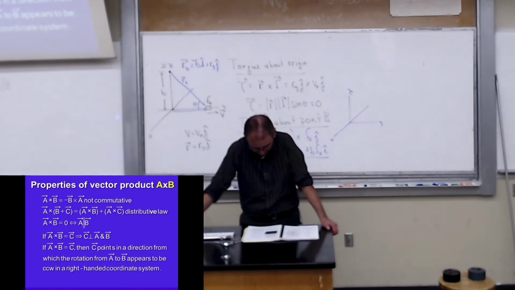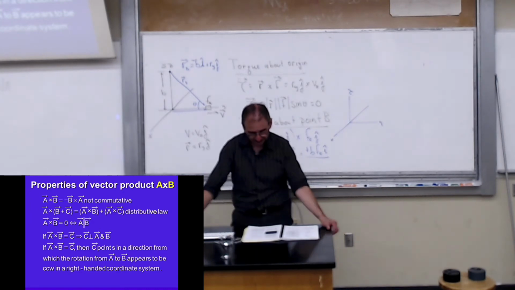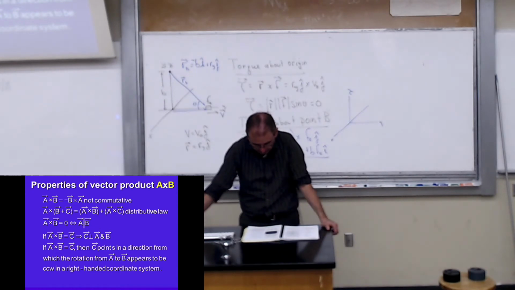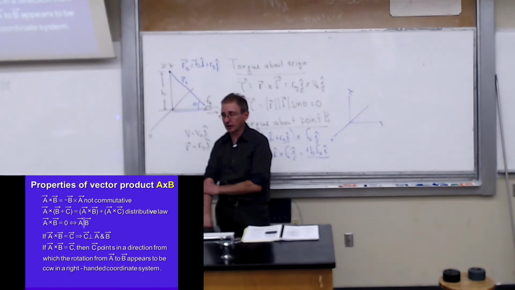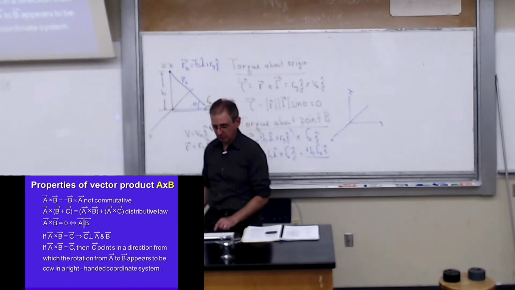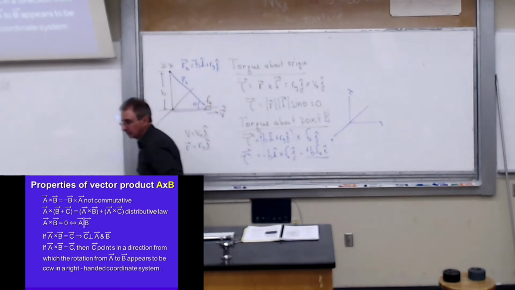If A cross B is C, C is perpendicular to both A and B. And then the last thing: if A cross B equals C, then C points in a direction from which the rotation from A to B appears to be counterclockwise in a right-handed coordinate system. I'm not going to say anything more about the properties of the cross product. You'll learn them in Calc 3.